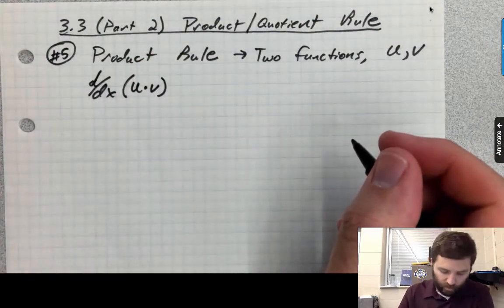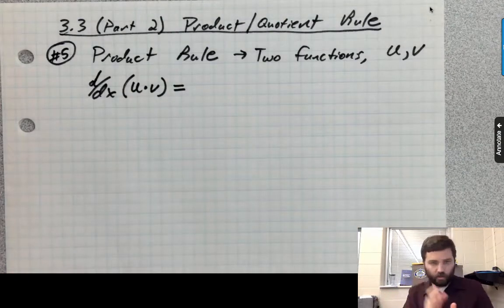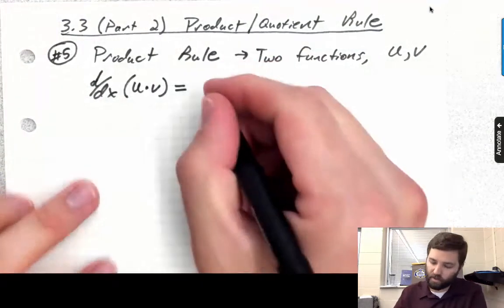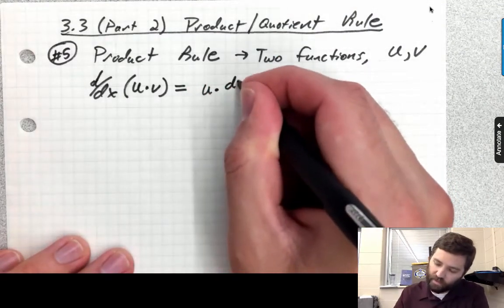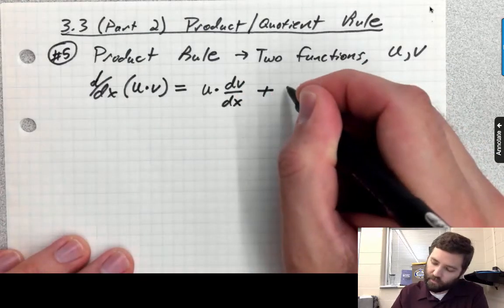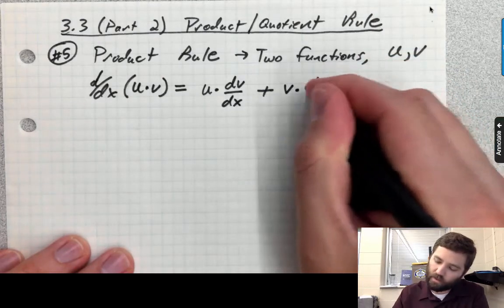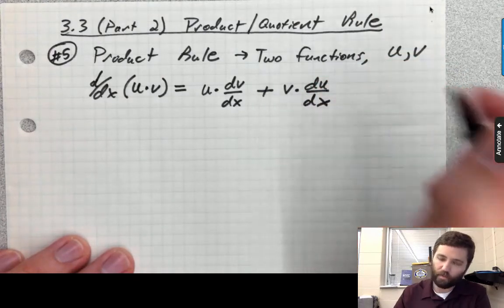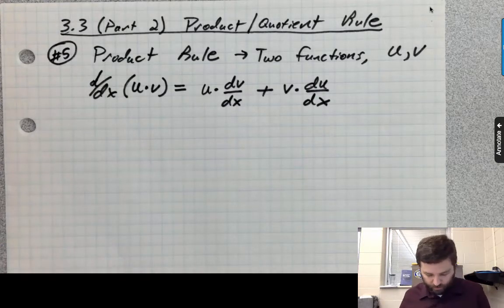So the rule is we take the first function times the derivative of the second, plus the second times the derivative of the first. So it looks like this. u, the first, times the derivative of the second, that'd be dv dx, plus the second, which is v, times the derivative of the first, that'd be du dx. And that's the rule. And then you simplify.